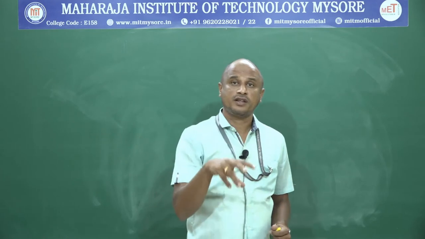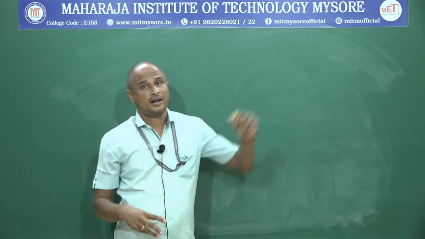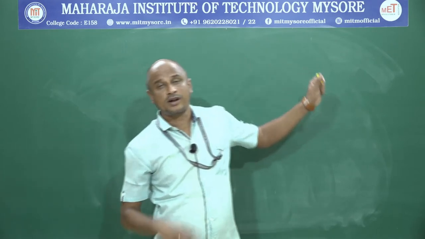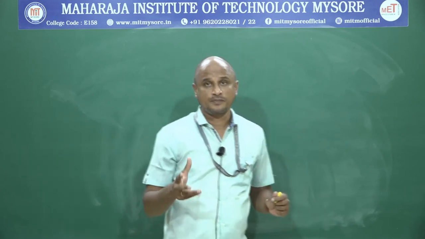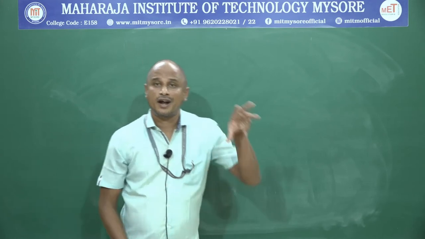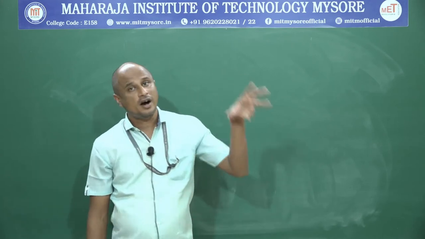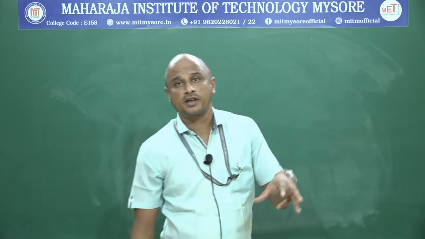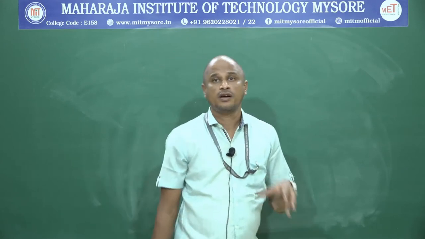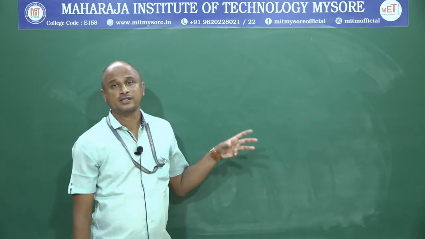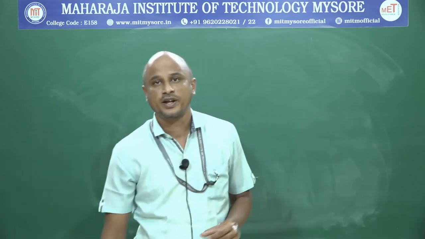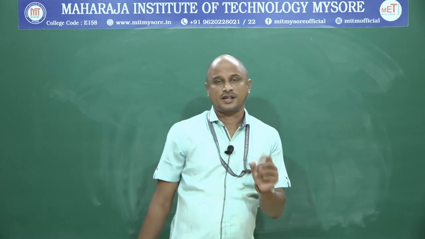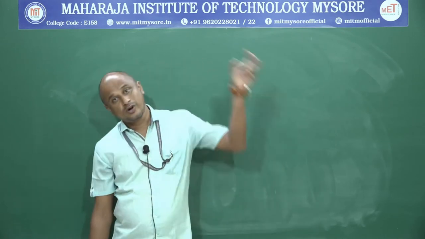Then we came to the foreign key, where an attribute of relation R1 refers to the primary key of relation R2; that is called a foreign key. An attribute of a relation R1 that refers to the primary key of relation R2 is called a foreign key. Right? That was discussed yesterday.